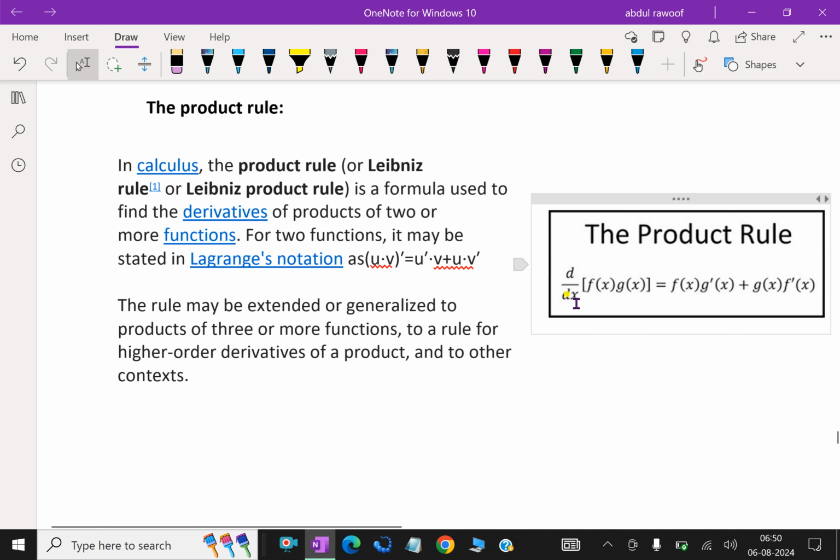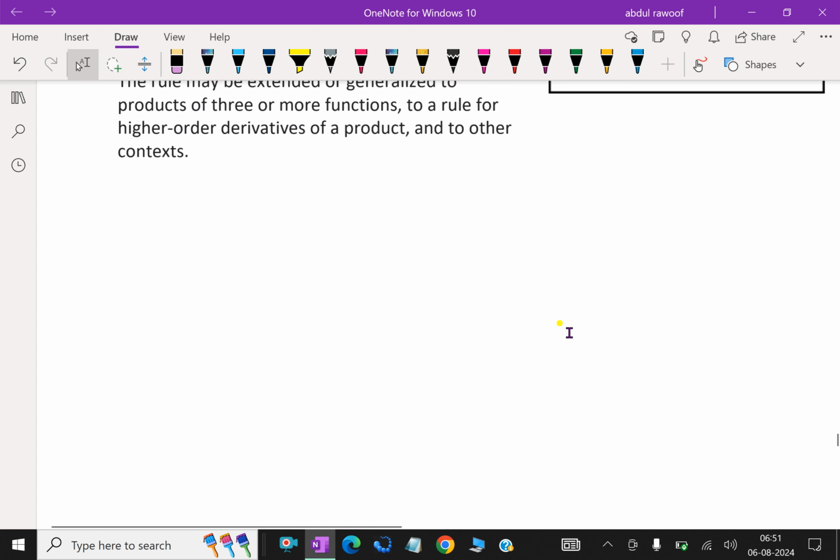Here the product rule is d by dx of f of x, g of x. Here f of x and g of x are two functions, the product, which is equal to f of x into g dash of x, that is, first function multiplied by the derivative of the second, plus second function into derivative of the first function. Now let us do an example to understand this concept.